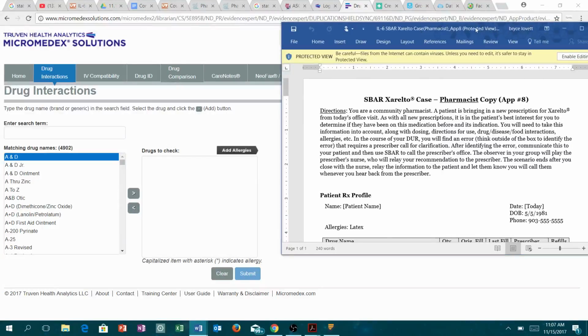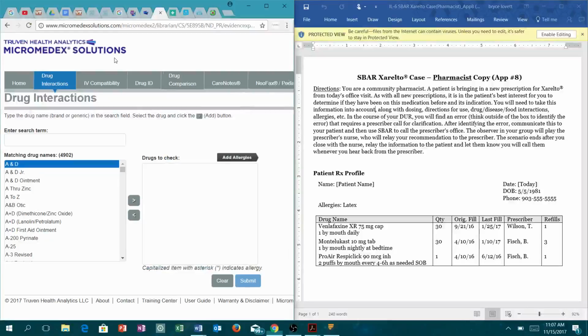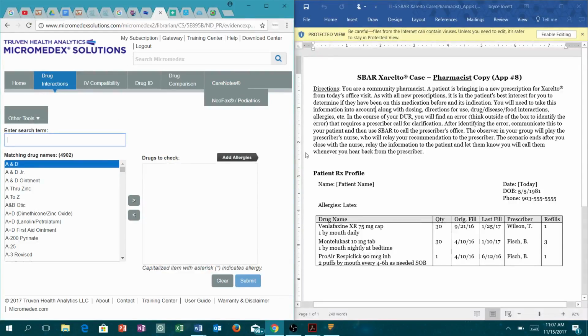he said think outside the box. That didn't seem like it was really outside the box. Wait, where does it say think outside the box? It says think outside the box in the pharmacist copy. I mean, the patient copy. Alright, never mind.